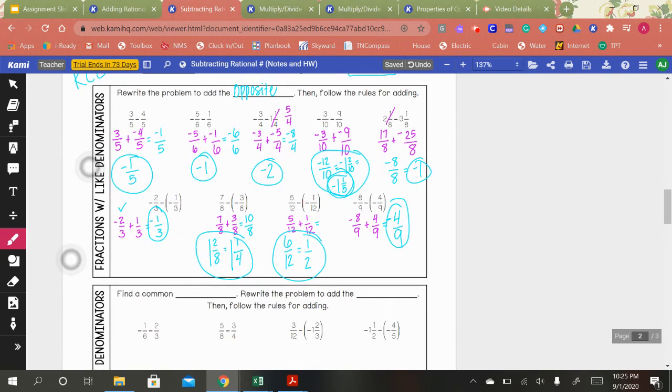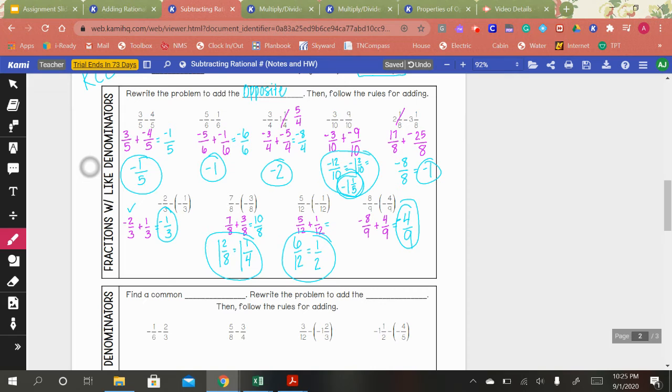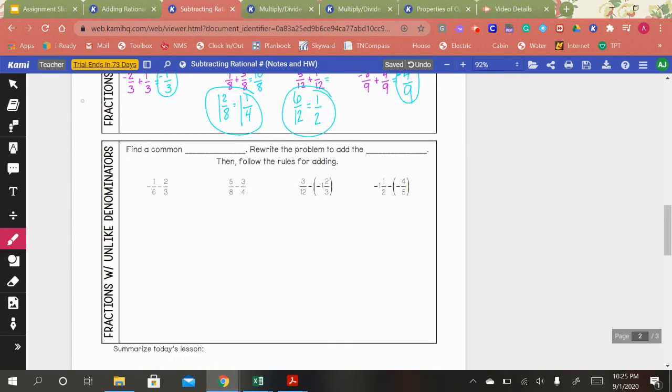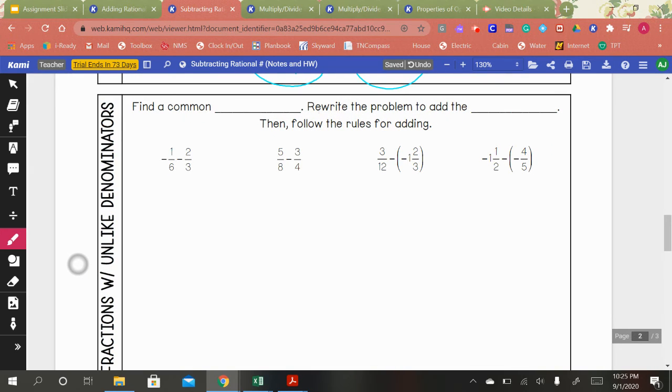All right, so the biggest thing here is going to be rewriting using keep, change, change, and then using your integer addition rules. All right, subtracting fractions with unlike denominators. We need to find a common denominator. Rewrite the problem to add the opposite. So we're going to be using keep, change, change. Then follow the rules for addition. Same sign add, opposite sign subtract.